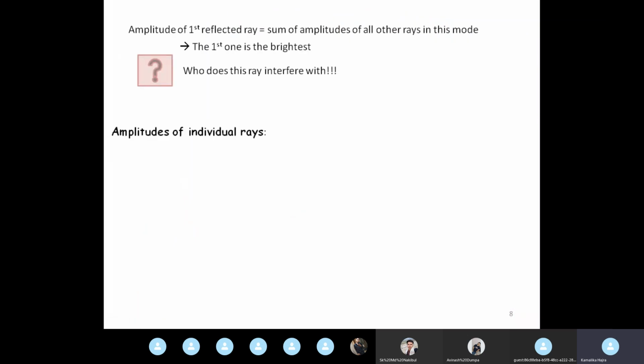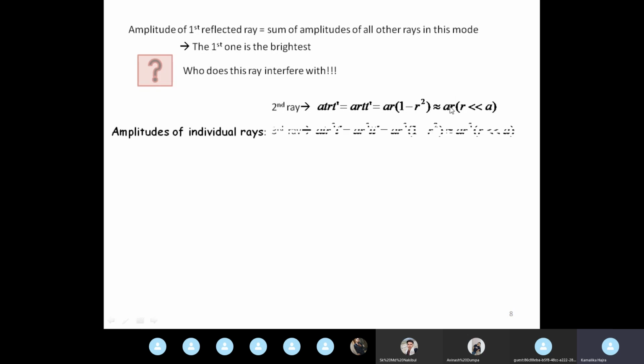So now we will calculate the amplitudes of individual rays in the reflected mode. Very easy. Second ray amplitude is ATR T prime. You put the value of T prime, this comes to be AR into 1 minus R square. Since R is much less than 1, you can leave the higher powers, and so this becomes equal to AR. Amplitude of third ray, ATR cube T prime. Again, same reason, this becomes AR cube. Amplitude of fourth ray, in the same way, comes to be AR to the power 5.